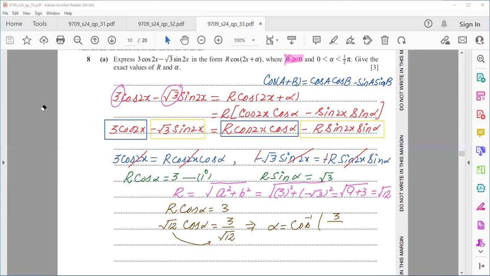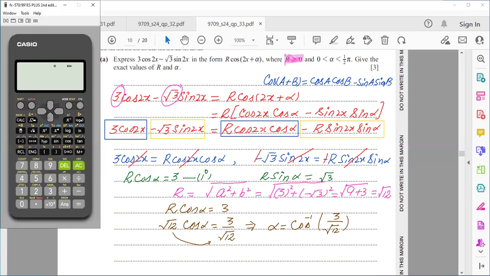Now you have to use the calculator to find the answer of 3 by root 12. The mode of the calculator must be in radians. So there's the shift, then radian, and in this case it is 4. Now I have to find the cos inverse. There's the shift and cos inverse. Then we put the bracket, write 3 over here, and in the denominator, root 12.